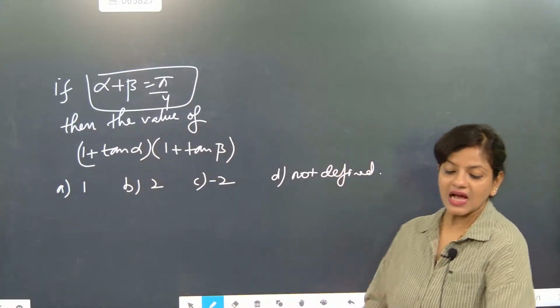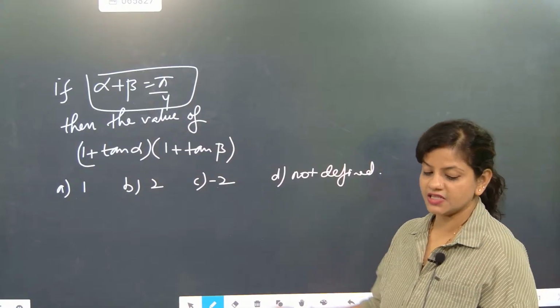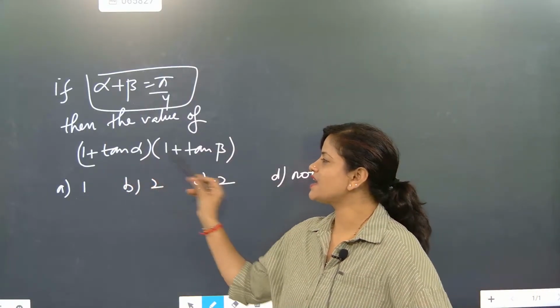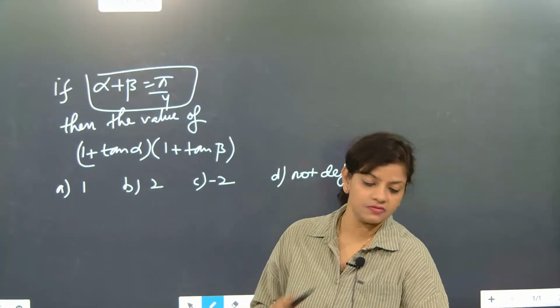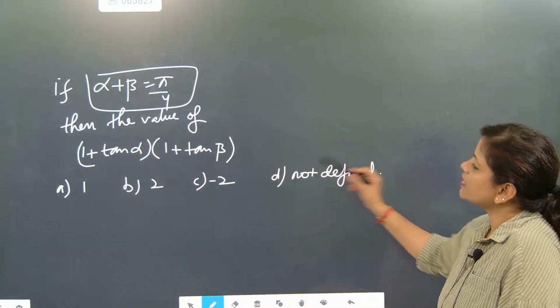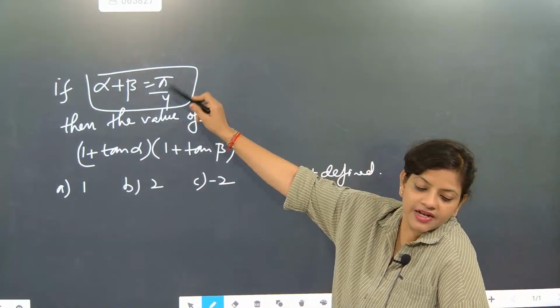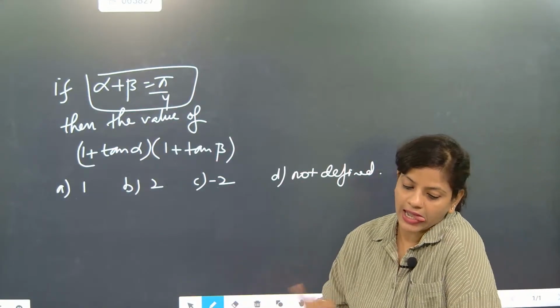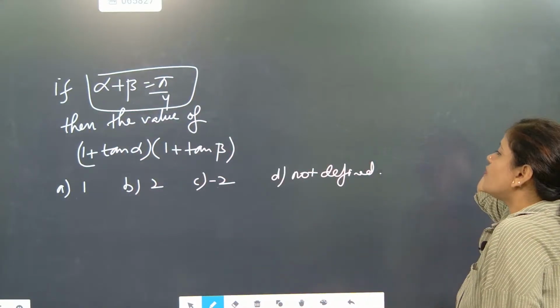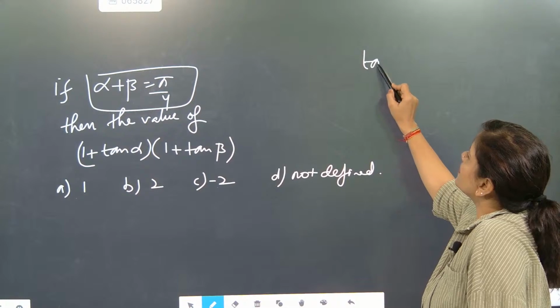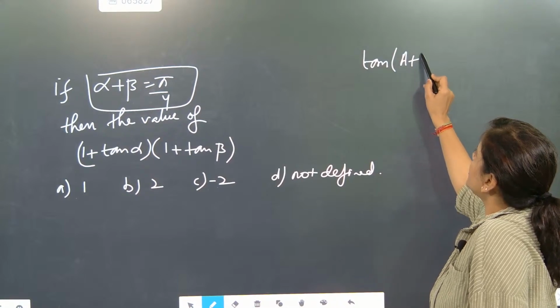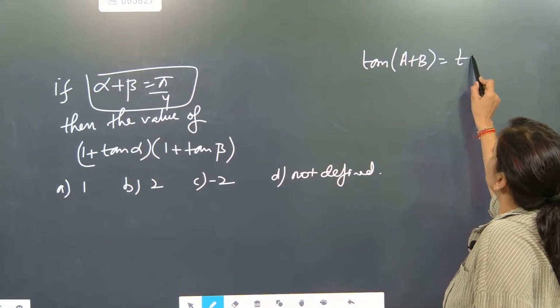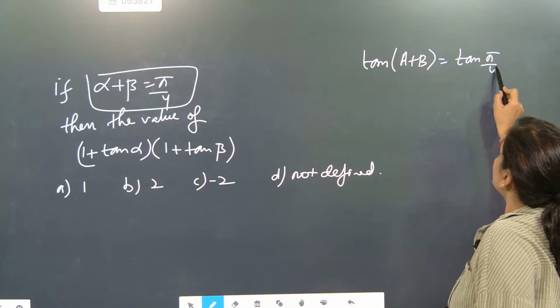See, beta, in the answer, if you will be checking very nicely, you see they have given 1 plus tan alpha, 1 plus tan beta. Okay. So what work we are going to do is, that means something is connected with tan. So we have to bring everything in the format of tan. Then our answer will be achieved. So what work we will do? We will write tan of A plus B is equal to tan pi by 4.